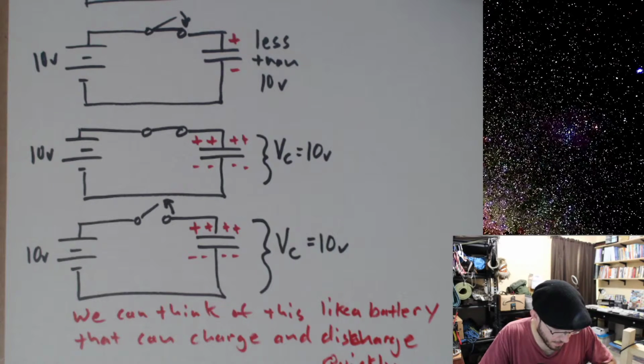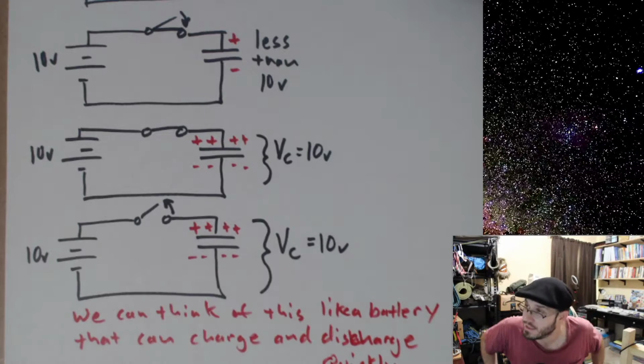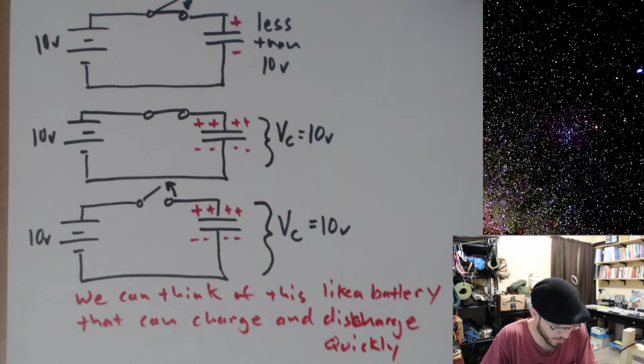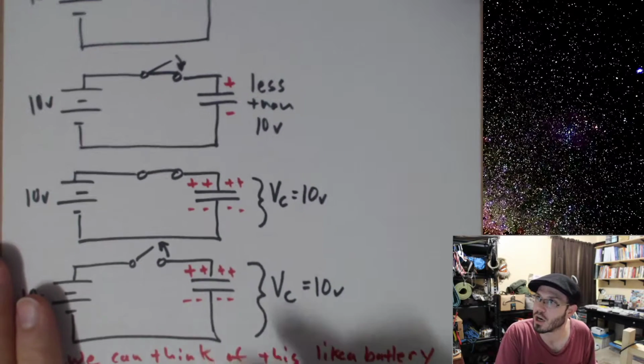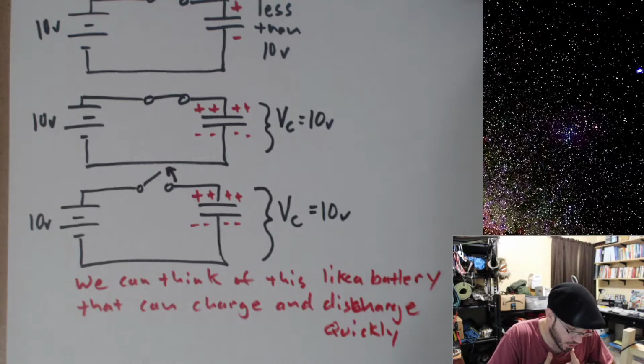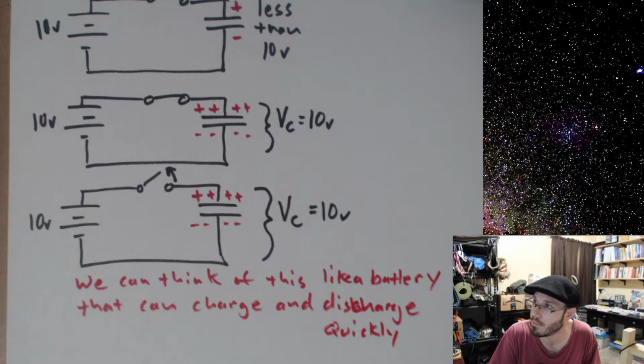Okay, so we can think about this like a battery that can charge and discharge quickly. And this ends up being a very useful circuit element for us to be able to use, especially when you want things to take some amount of time because the charge does not build up on this instantly. And you can also use it as an energy storage device to act like a temporary battery, and you can get a lot of useful functionality out of that feature about a capacitor.